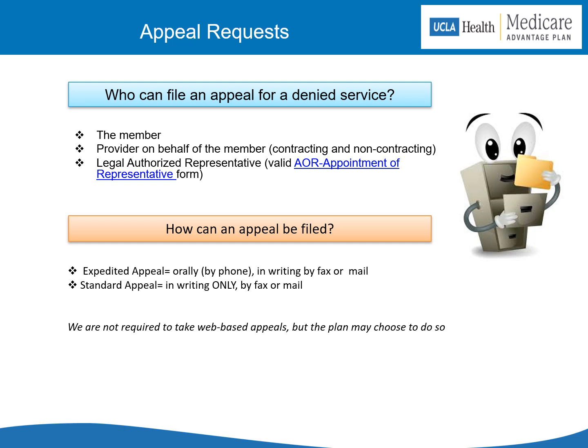How can an appeal be filed? Expedited appeals can be filed over the phone orally, or in writing by fax or mail, and standard appeals can be filed in writing only, by fax or mail. We are not required to take web-based appeals at this time, but the plan may choose to do so.